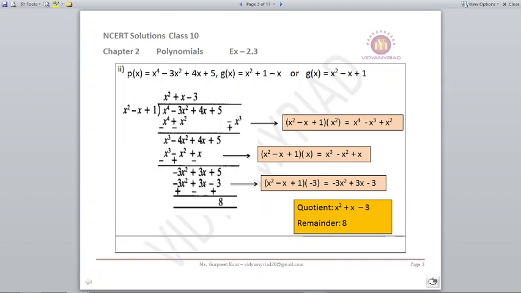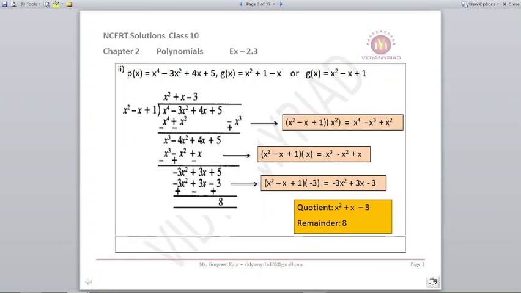Now the whole of x square minus x plus 1 should be multiplied by x in order to get x cube, which is my first and foremost intention. I need to reduce it. So when I do that, I get x cube minus x square plus x. So x cube gets cancelled and you are left with minus 3x square plus 3x plus 5.